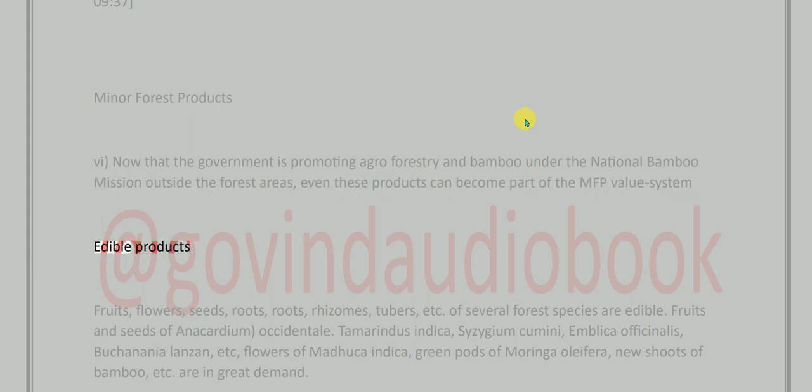Edible products: fruits, flowers, seeds, roots, rhizomes, tubers, etc. of several forest species are edible. Fruits and seeds of Anacardium occidentale, Tamarindus indica, Syzygium cumini, Emblica officinalis, Buchanania lanzan, etc., flowers of Madhuca indica, green pods of Moringa oleifera, new shoots of bamboo, etc. are in great demand.